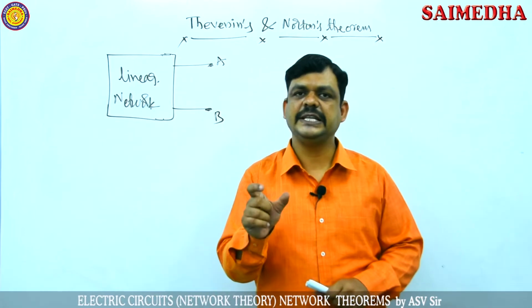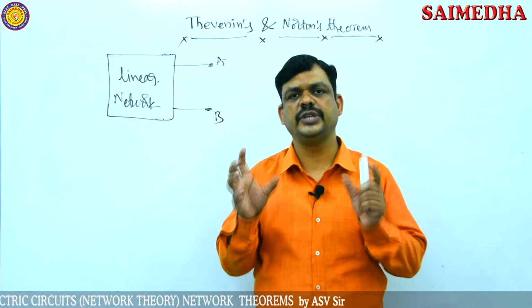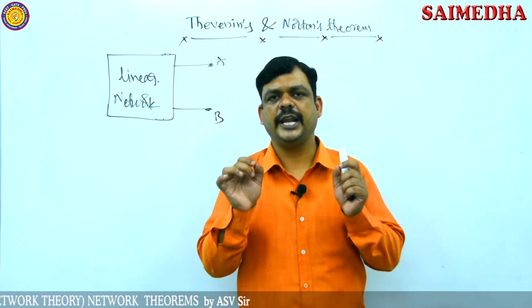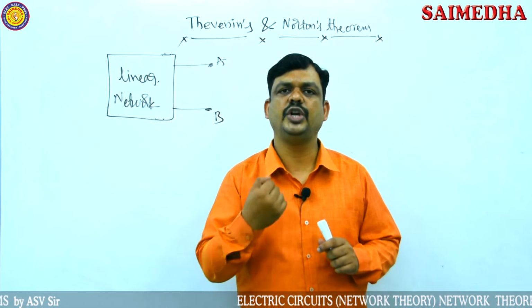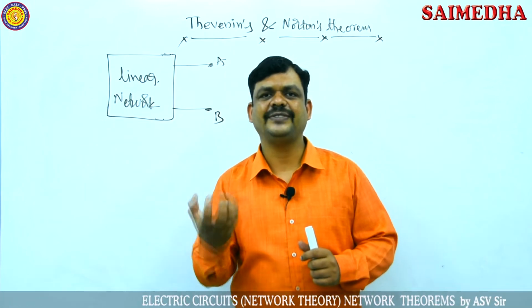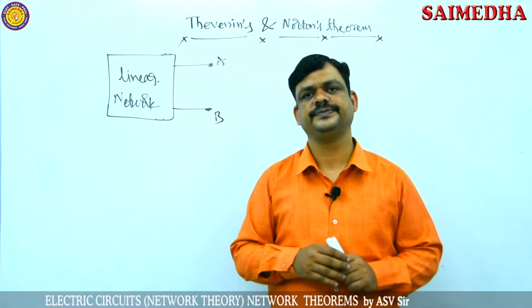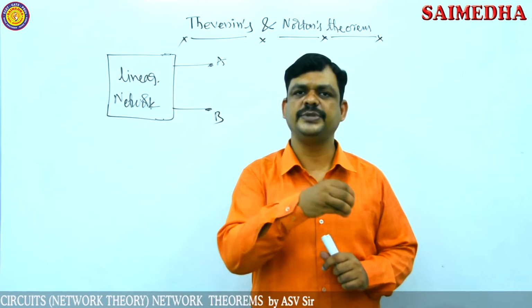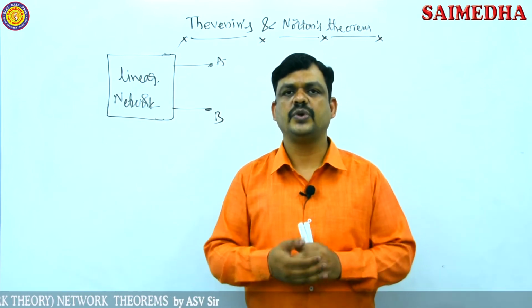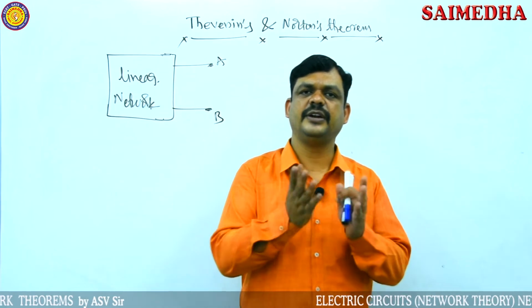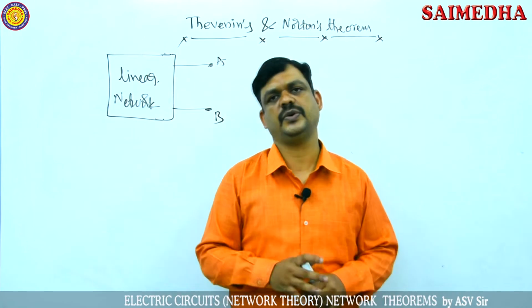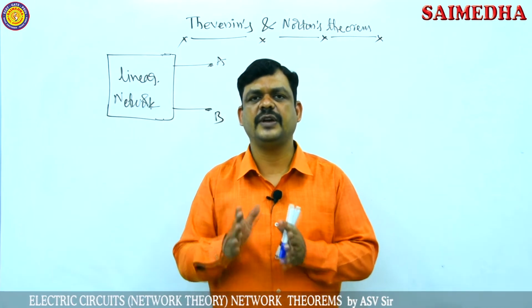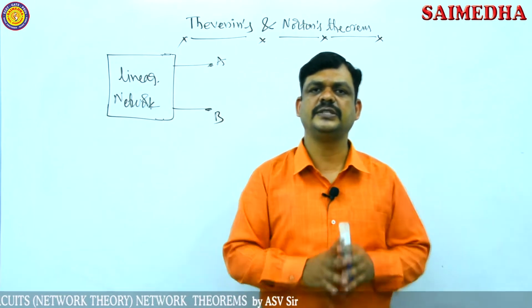So Thevenin's equivalent circuit and Norton's equivalent circuit are similar, and the relation between these two theorems is source transformation, or we can write duality. Duality of Thevenin's theorem becomes Norton's theorem. Duality of Norton's theorem becomes Thevenin's theorem, or source transformation of one theorem is connected to the other. Source transformation of Thevenin's equivalent circuit is Norton's equivalent circuit.